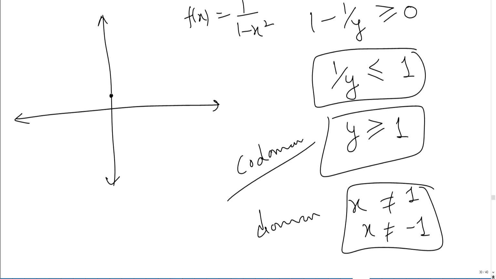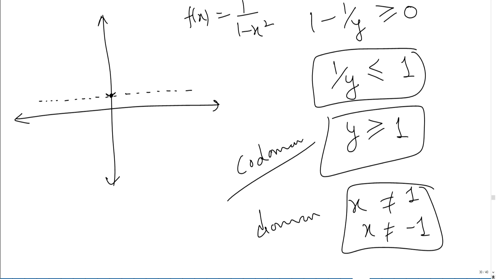So, basically the graph is increasing, which is expected, because see, the codomain is y has to be always greater than or equal to 1. So, the graph is never going to go below y equals 1. The graph will always be above this y equals 1 line. So, the graph is increasing, which is expected.